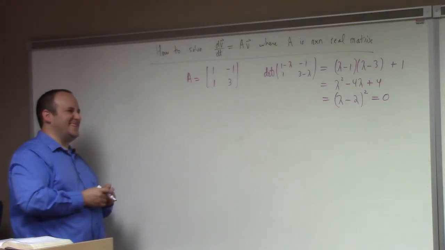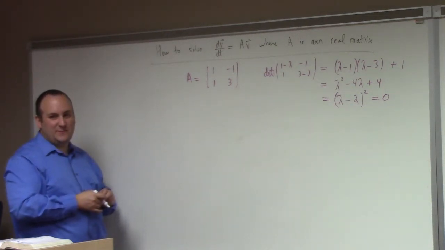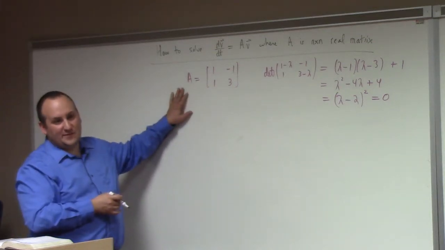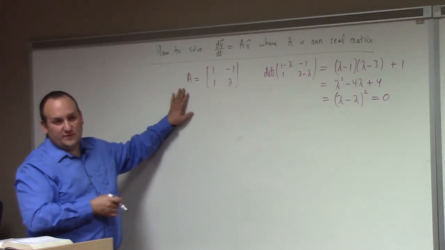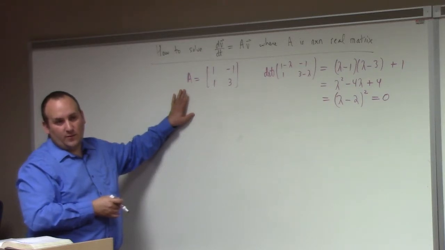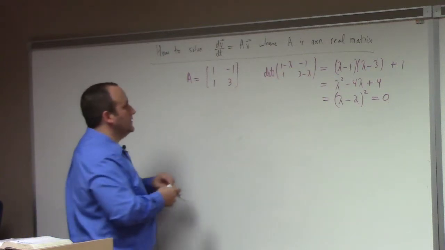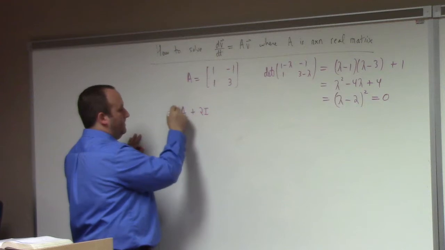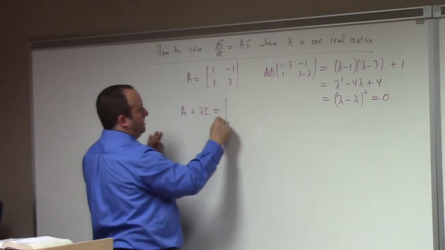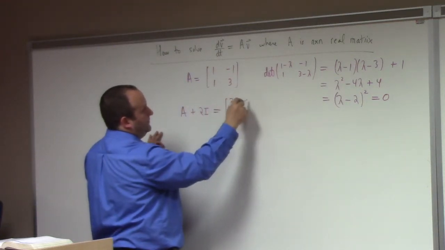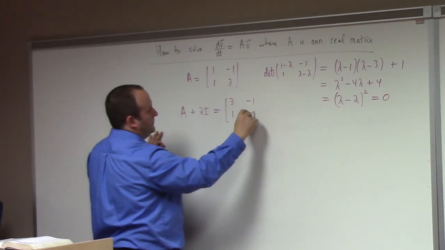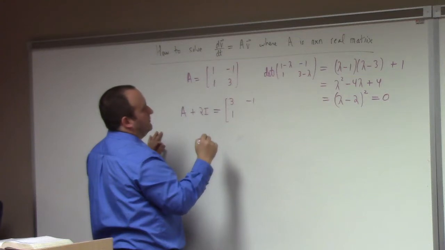For a 2 by 2, it pretty much means we're going to need to use the matrix exponential. In the 2 by 2 case, it's either a diagonal matrix, so there are 2 eigensolutions, or it's not, in which case we need to use the matrix exponential. All right, anyway. So what's A plus 2I? We got a 3, we got a minus 1, we got a 1. What? Did I do that wrong?